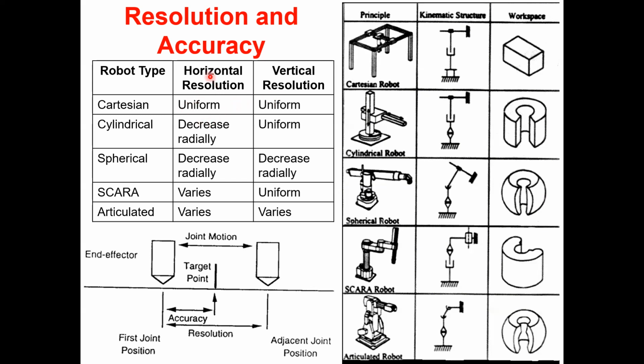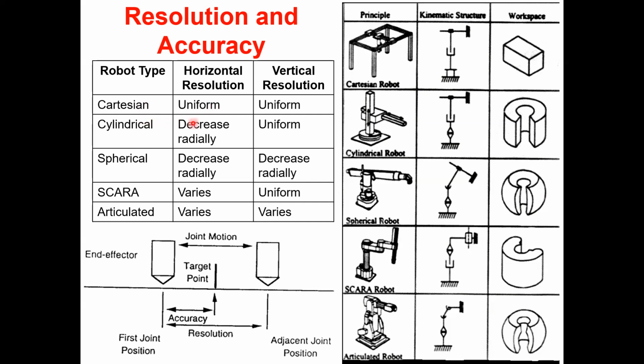So if you do this for horizontal and vertical axis, you will see in Cartesian robots it is a uniform thing. X direction, Y direction, Z direction. Whatever resolution you have, it's not going to change from position to position. It's going to be uniform. So that is for Cartesian.